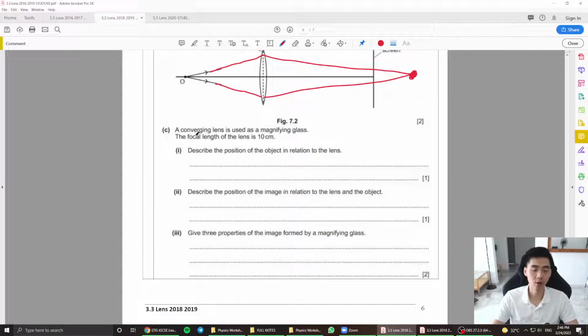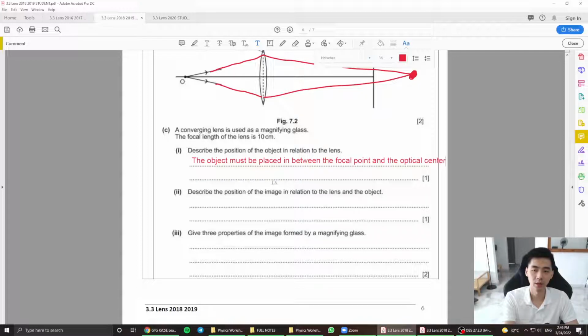Then, moving on, a converging lens is used as a magnifying glass. The focal length of the lens is 10 cm. Describe the position of the object in relation to the lens here. So basically they're asking you where should you place your object if you want it to be a magnifying glass, right? The object must be placed in between the focal point and the optical center, right?